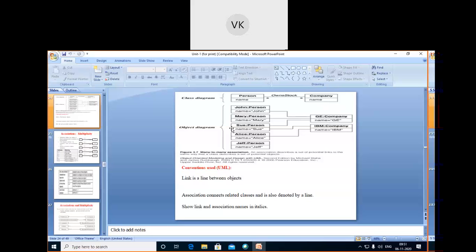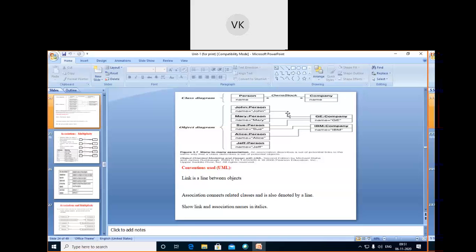Okay, these are the objects related to the person class, and on the right-hand side, these are the objects related to the company class. You see there are some connections between the left-hand side objects and the right-hand side objects. Here you see a one-to-one connection from this one to this one.